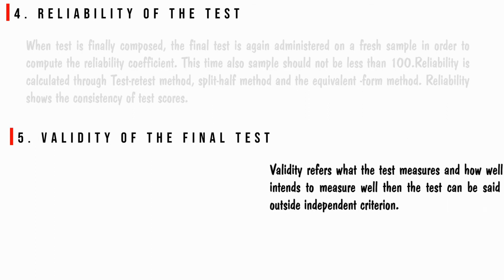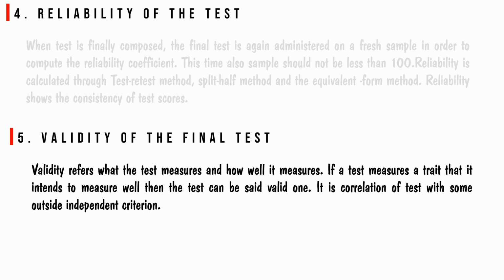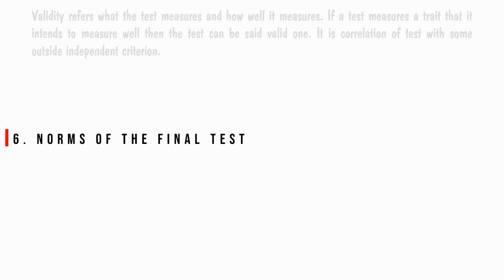Validity of the final test. Validity refers to what the test measures and how well it measures. If a test measures a trait that it intends to measure well, then the test can be said to be a valid one. It is the correlation of the test with some outside independent criteria.